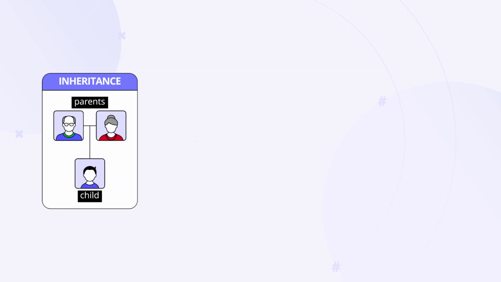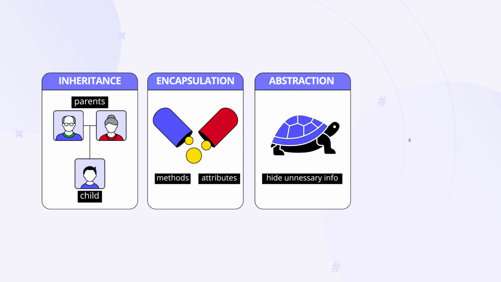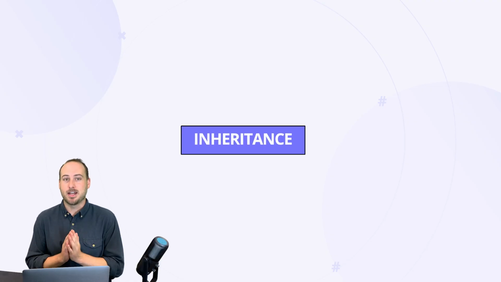Now, let's explore the 4 core principles that make OOP so powerful: inheritance, encapsulation, abstraction, and polymorphism. We'll also explore how these concepts relate to real-world examples and look to some basic code templates to start putting what we're learning into practice. Let's start with inheritance.